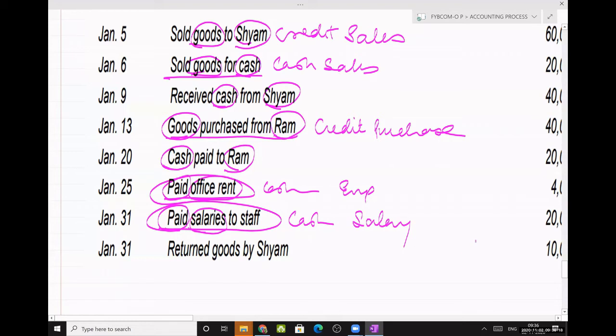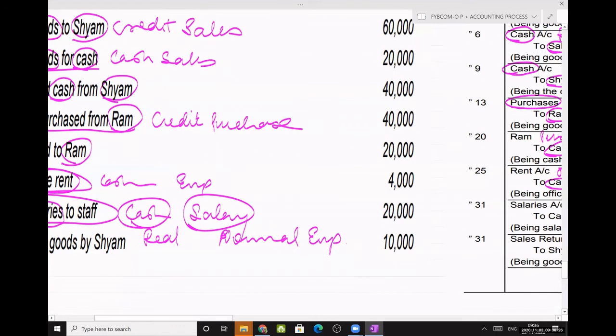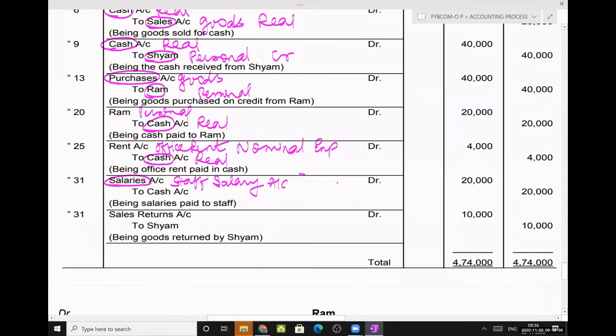So salary is an expense. So as per nominal account, debit the expenses and losses. Salaries. You can even write staff salary account. एक ही बात है. You write either salary or staff salary account. It's one and the same. And it's nominal. It's an expense. So debit salary. Cash. Cash is what? Real account. Credit what goes out. Okay.